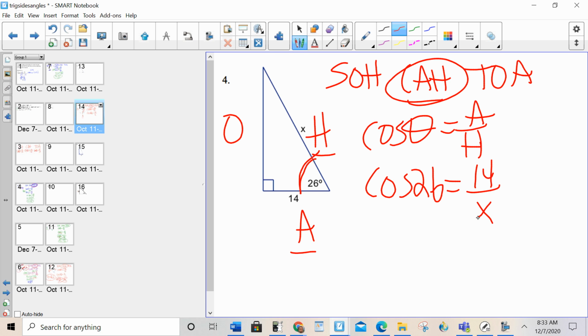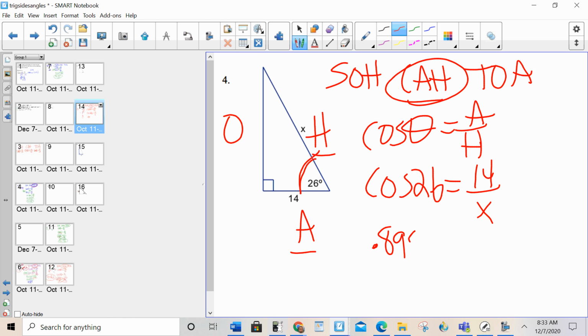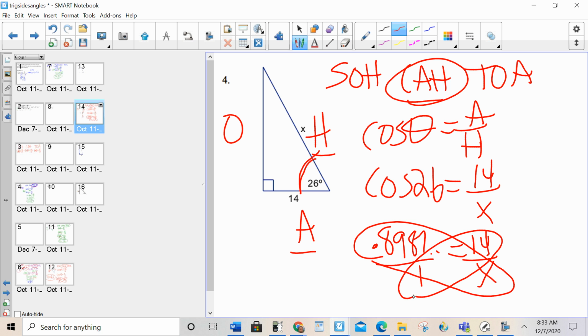Since x is in a fraction, I'm going to cross multiply and solve. Before I do that, I'm going to type in cosine of 26. I get 0.8987 dot dot dot. When I cross multiply, I get 0.8987x equals 14. So now to get x by itself, I just have to divide by the 0.8987 dot dot dot.